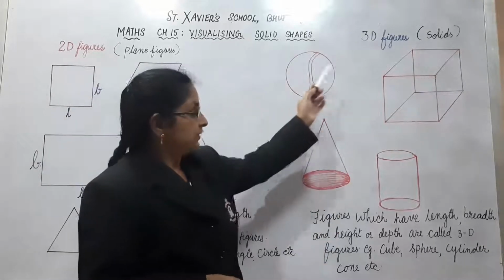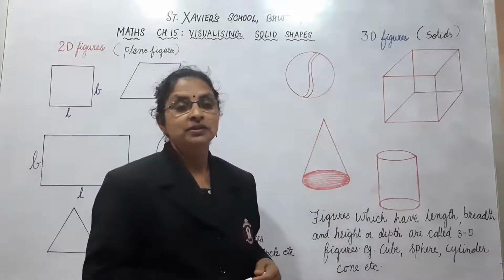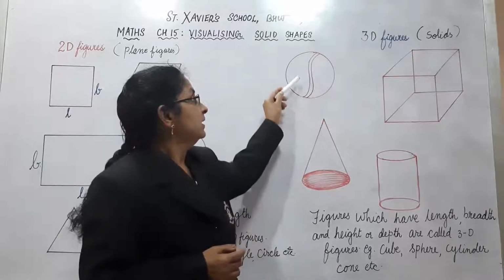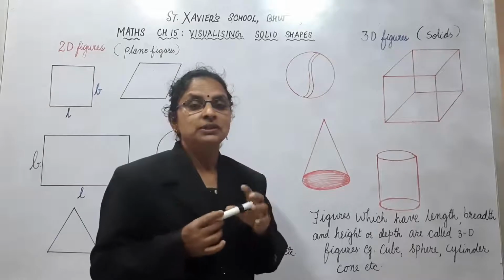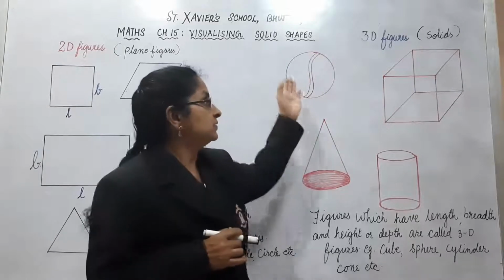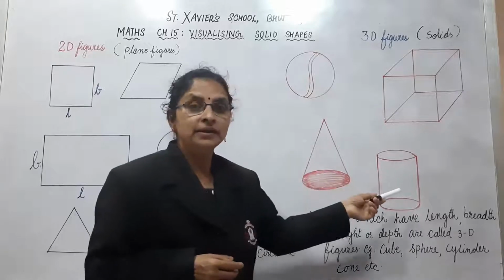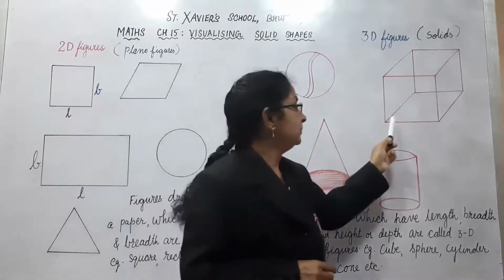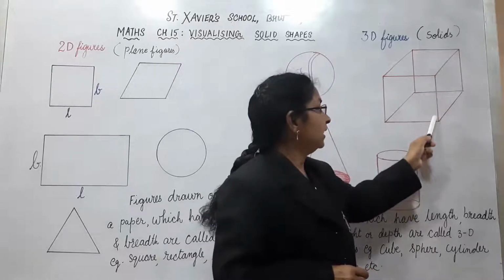Now look at these figures. Do you find anything different in this one? Yes, these are projected ones. We can say this is a ball which is spherical. A sphere, a cube, a cone, a cylinder. All these have length, breadth. See here, if it is length, this will be breadth and this is the height.